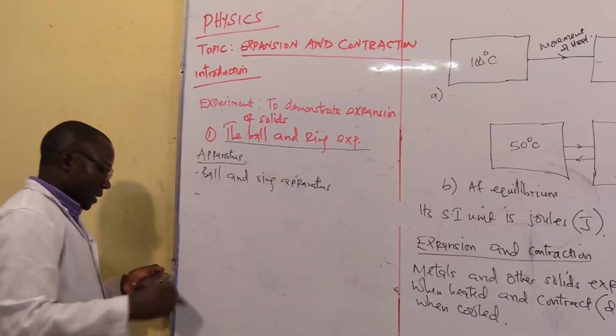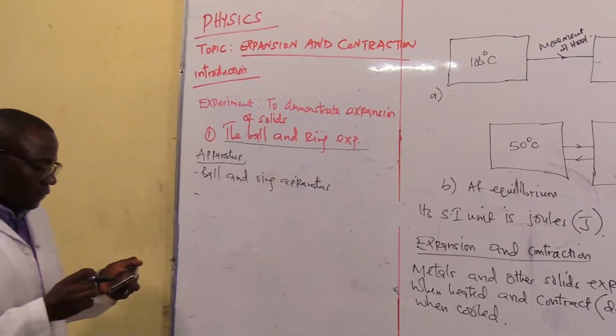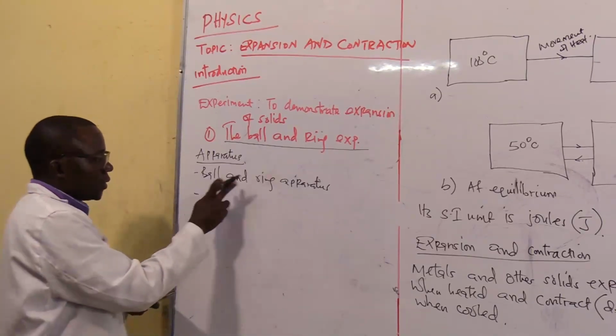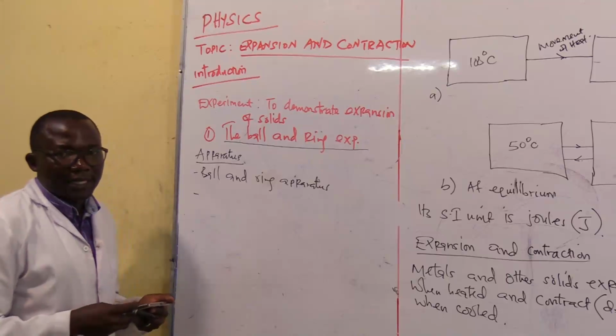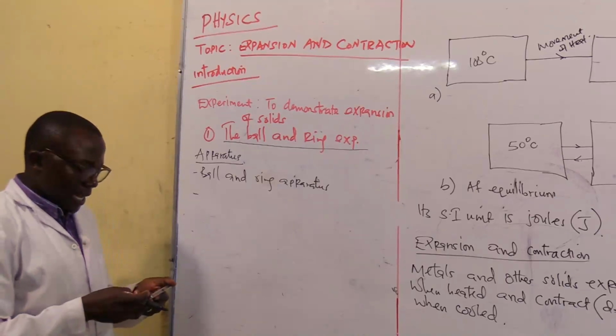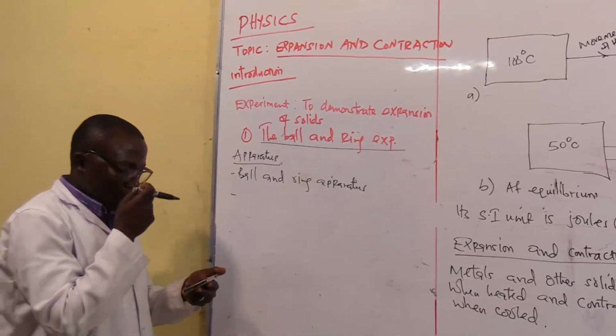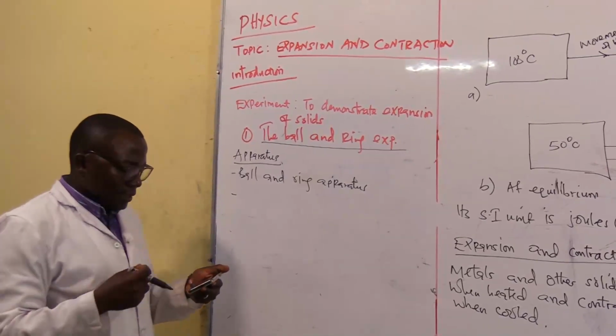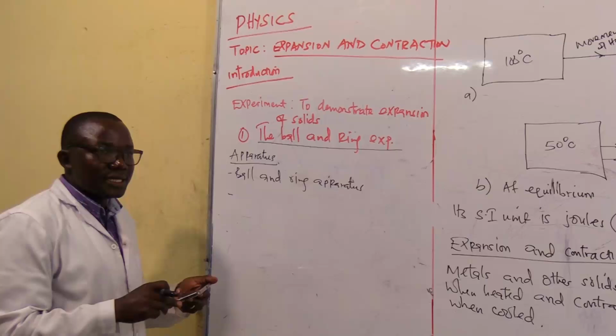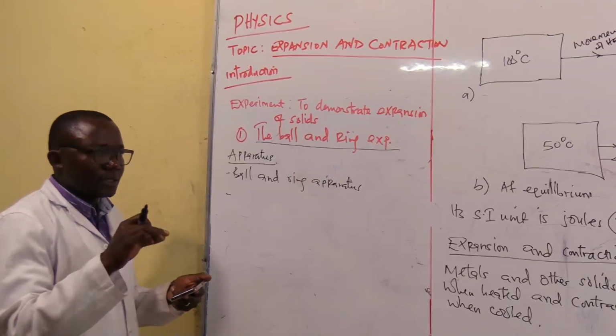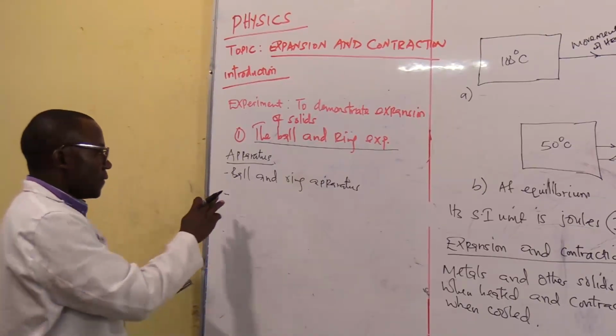This is the first one. It is important for us to say that the two are supposed to be at the same temperature. That is, at room temperature, it should be in such a way that the ball just passes. That is very, very key.